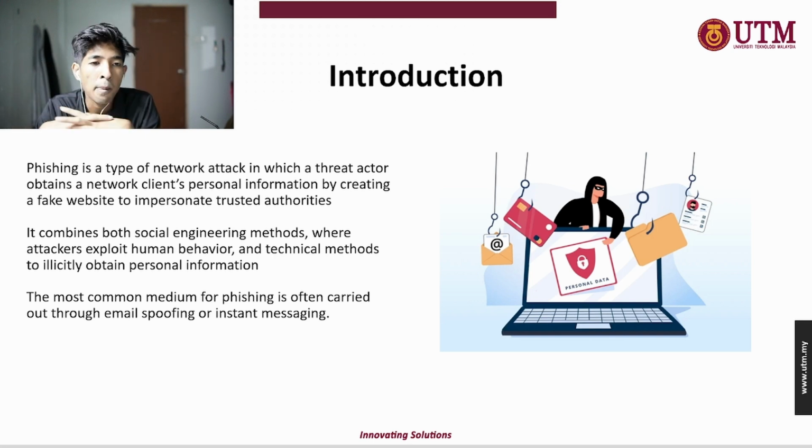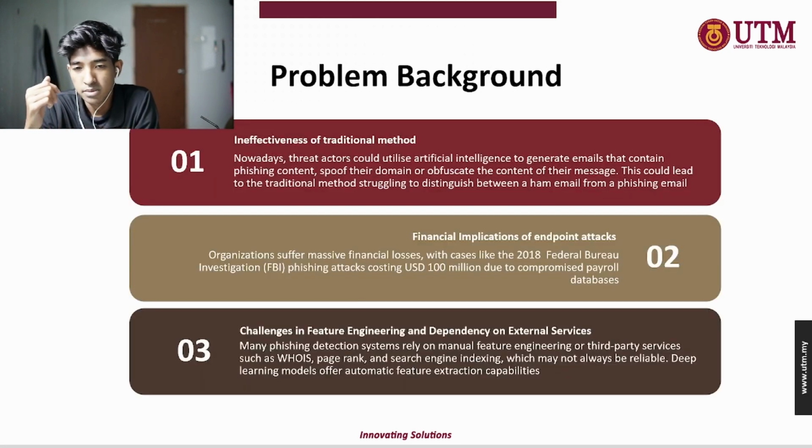So to start things off, phishing is a type of network attack in which a threat actor, like a hacker, obtains your user information by creating a fake website to impersonate trusted authorities. That can be a police officer, that can be a bank. It combines two methods: a social engineering method and also a technical means. So this combination is what makes phishing attack very deadly, right? And the most common medium of phishing attacks is email phishing. There are smishing, there are different kinds of phishing attack, but the most common one is email.